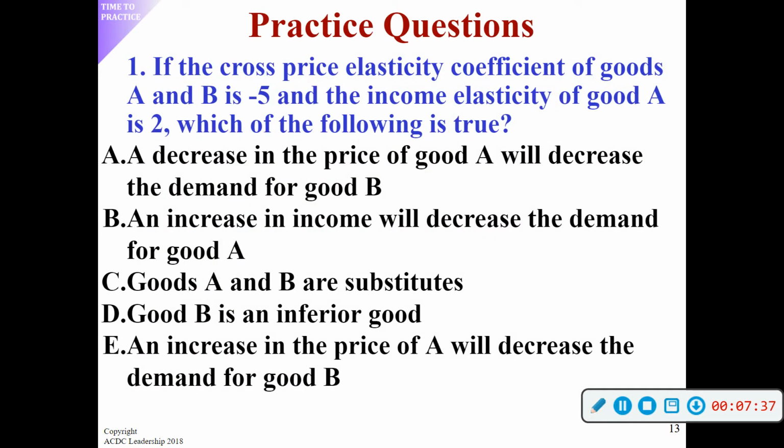Cross prices. So an increase in the price of A will decrease the demand for good B. So that's just simple cross price elasticity that these two are substitute goods. Sorry, complementary goods.